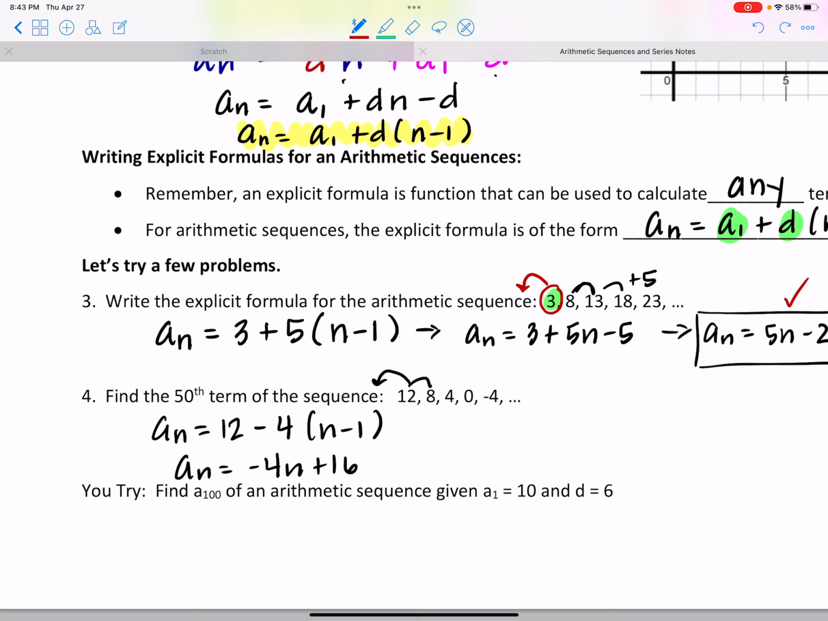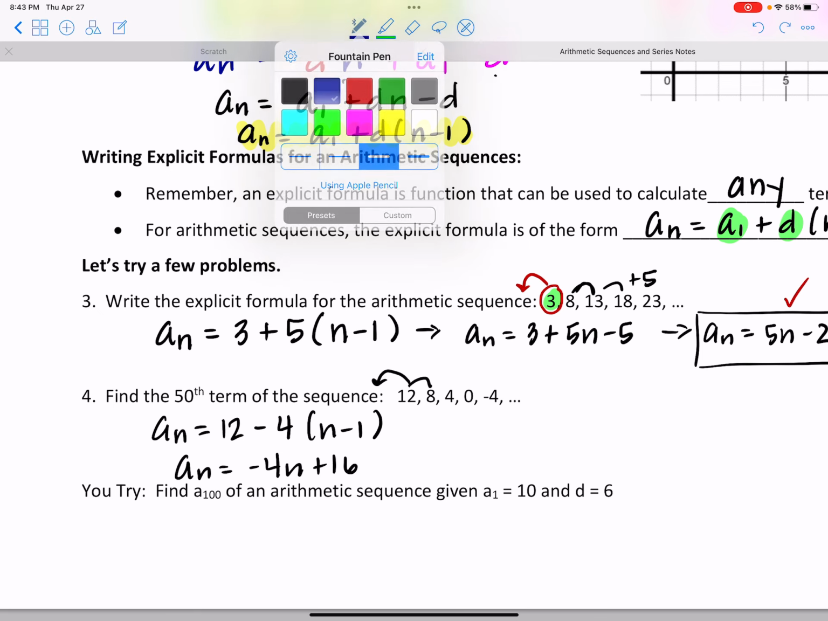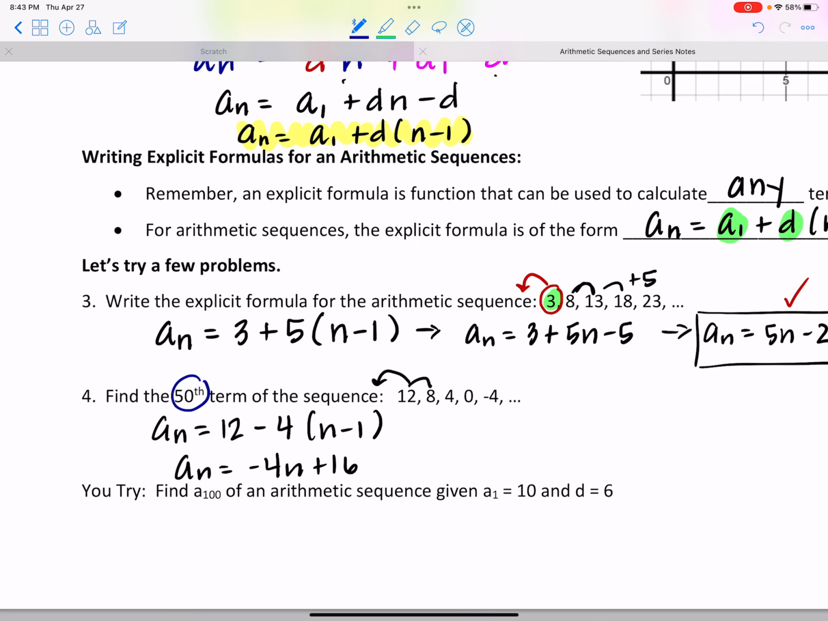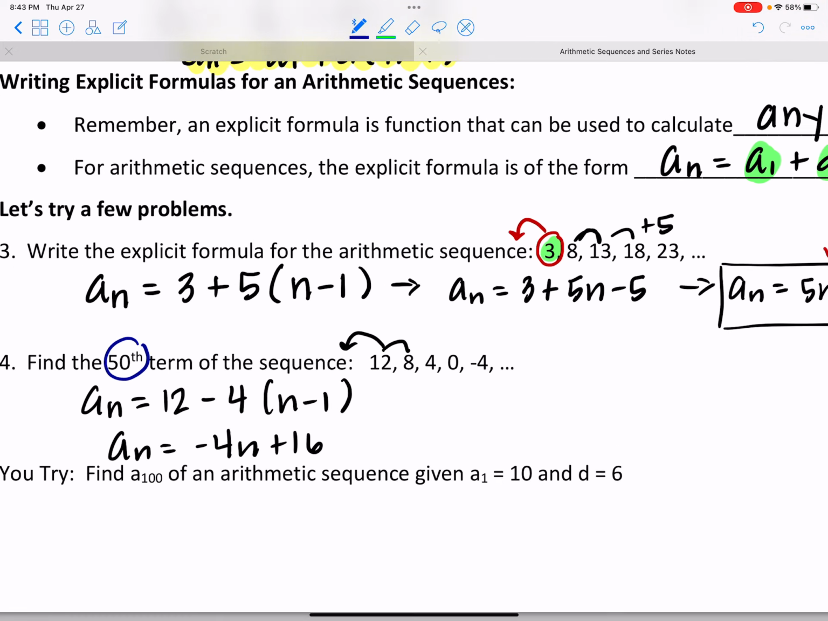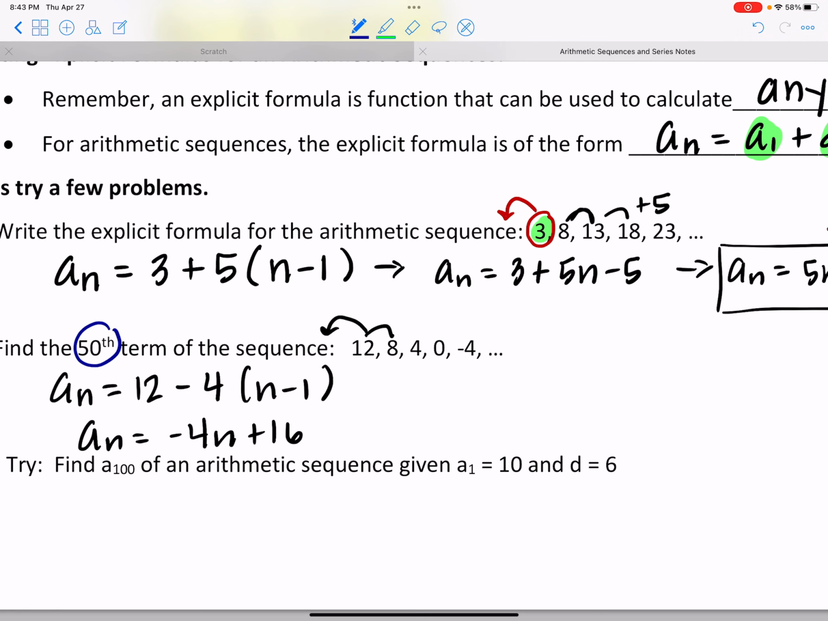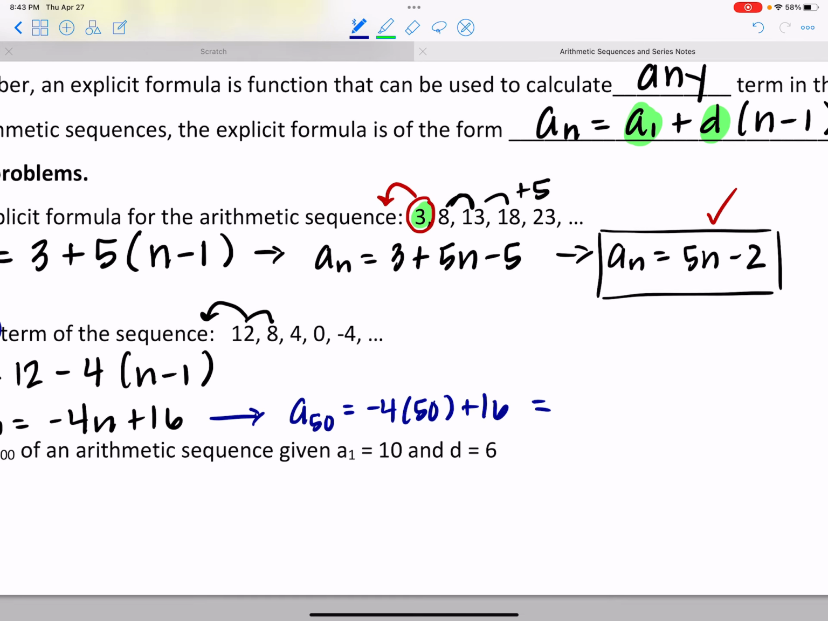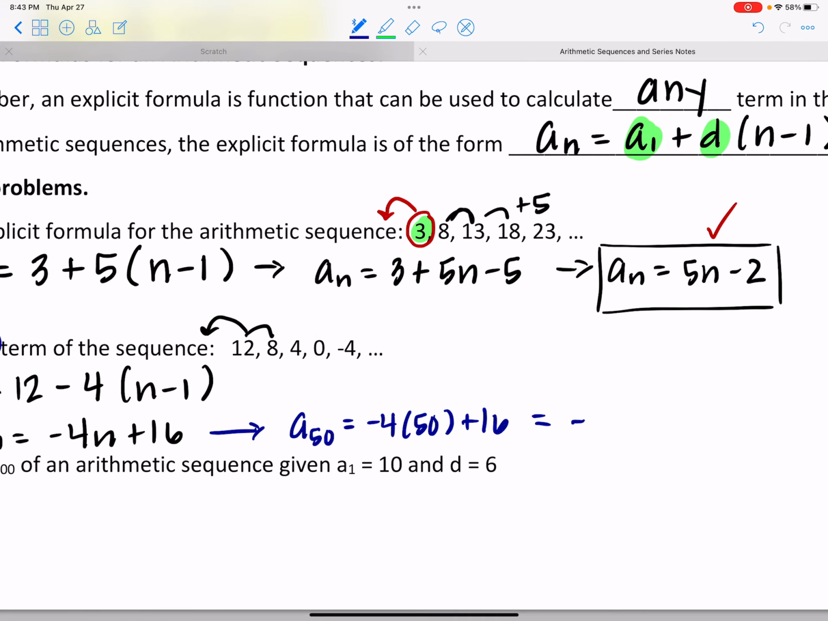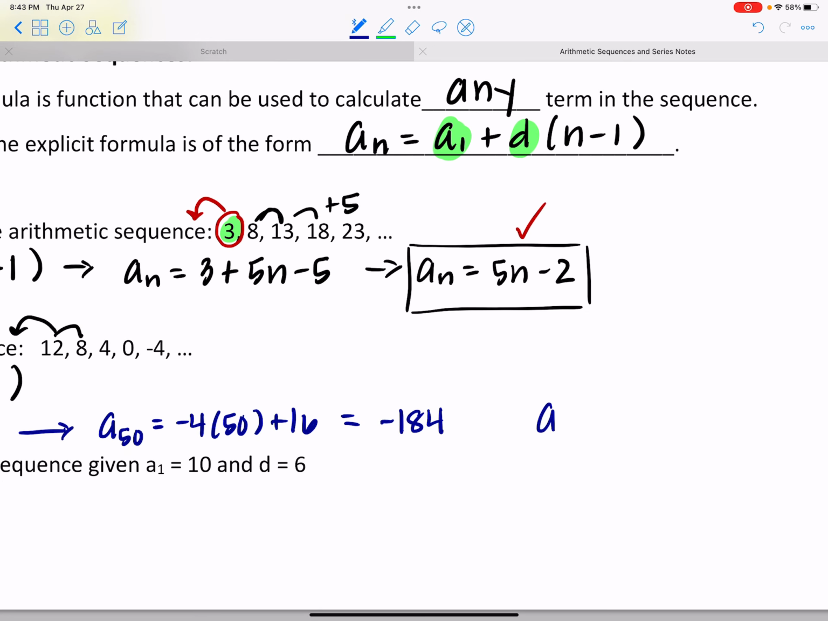The purpose now of writing the formula is to use it. So if I want to find the 50th term, that means n is 50. Let me plug it in, and I can plug it into either form. So I'm going to go ahead and plug into this one. A sub 50 is going to equal negative 4 times 50 plus 16. So negative 200 plus 16, which would be negative 184. So we would say a sub 50 is equal to negative 184.